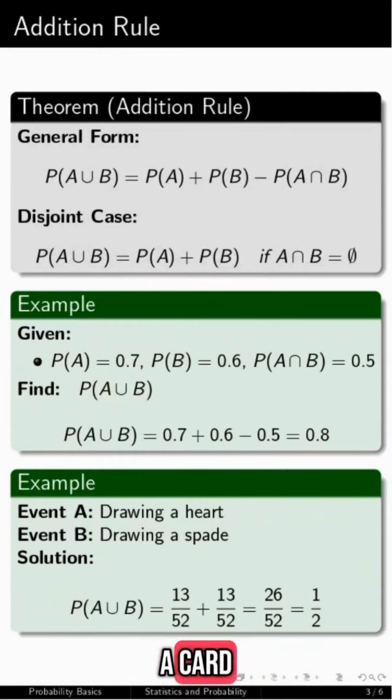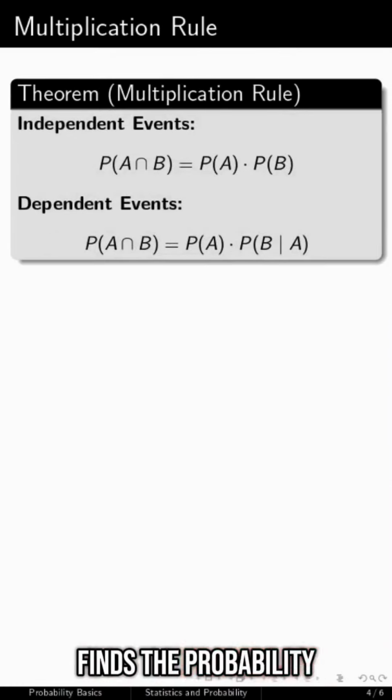Example. You draw a card. Let event A be drawing a heart. Let event B be drawing a spade. Since a card can't be both, they're disjoint. P of A or B equals 13 out of 52 plus 13 out of 52, which is 26 out of 52, or 1/2. The multiplication rule finds the probability that both events occur.